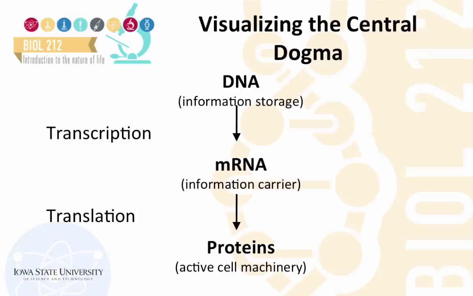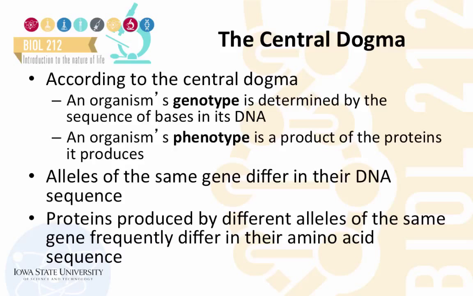Specific sequences within DNA, called genes, store codes for proteins, but this information is first passed on to mRNA molecules, which serve as information carriers that then leave the nucleus and deliver this information to the site of protein synthesis, where this information is used to build protein molecules that serve as the active cell machinery performing different functions inside the cell.